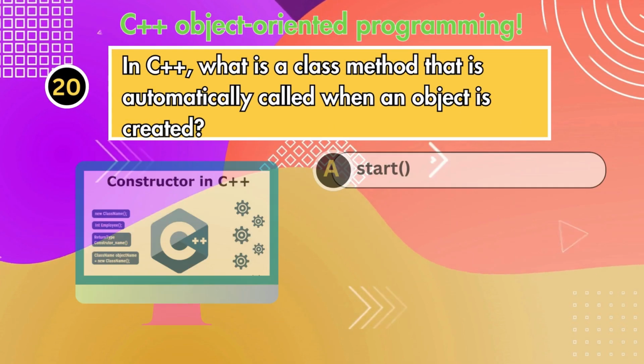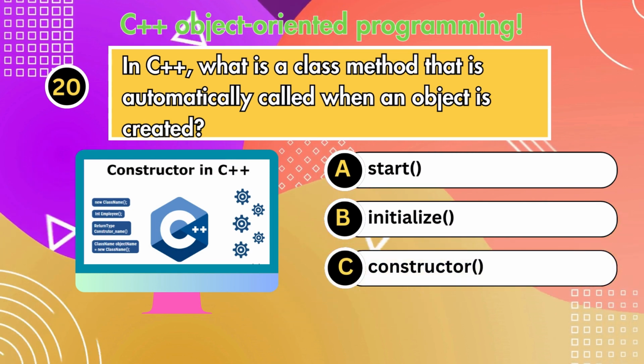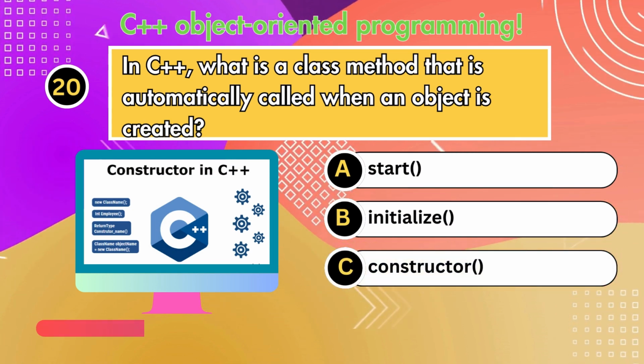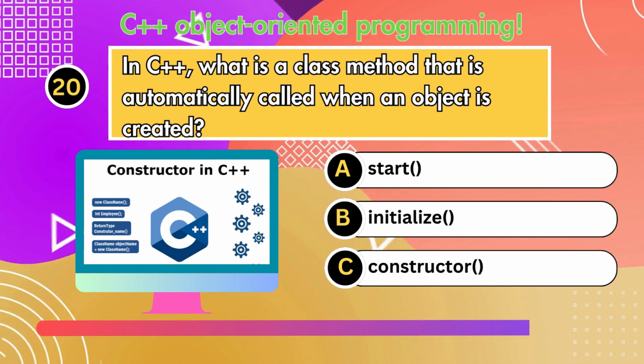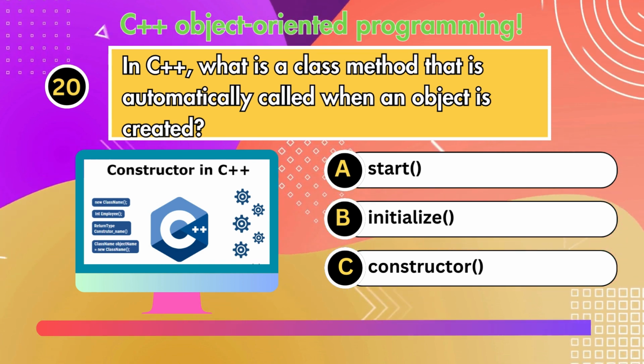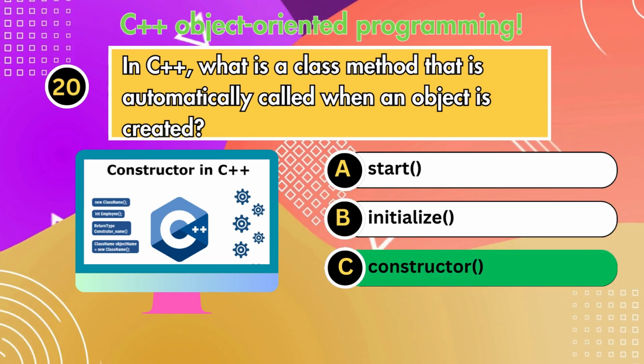In C++, what is a class method that is automatically called when an object is created? A. Start. B. Initialize. C. Constructor. Answer is constructor.